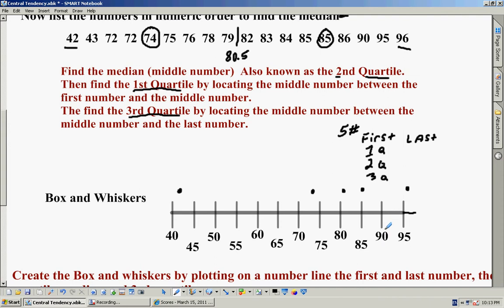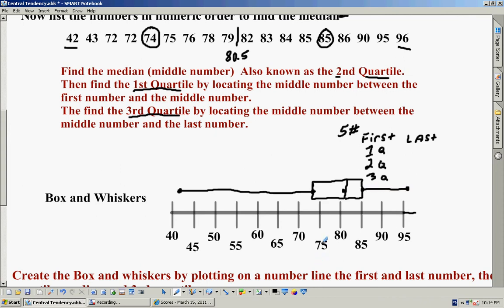Okay. Now here's where the box and whiskers come in. We take the first 2 numbers and draw a whisker. Just like that. We take the first and second and draw a box. Just like this. We take the second and third and draw a box. Just like this. And we take the third and last and draw a whisker.